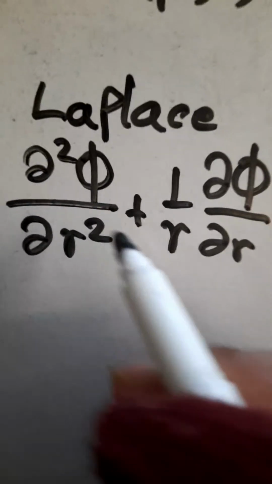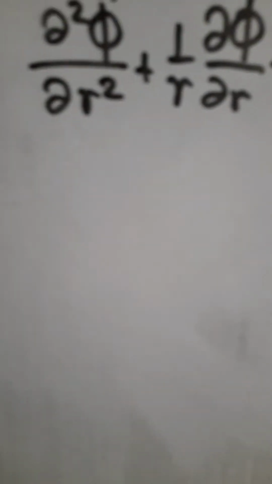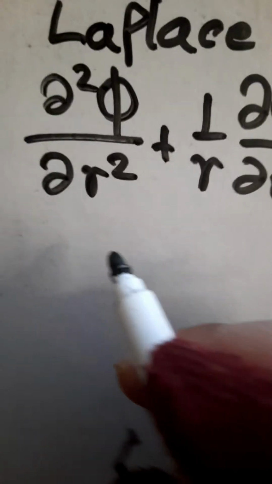This is a square function. Like the Laplace equation is a square function. I told you, every harmonic function, we just do a double derivative, like del square. So del square phi. First we take the double derivative with del r square.